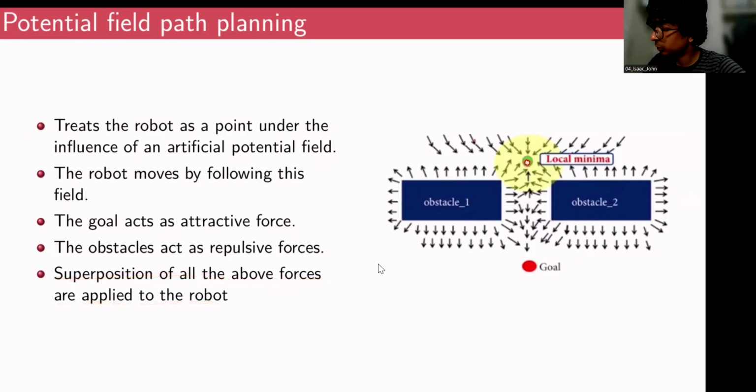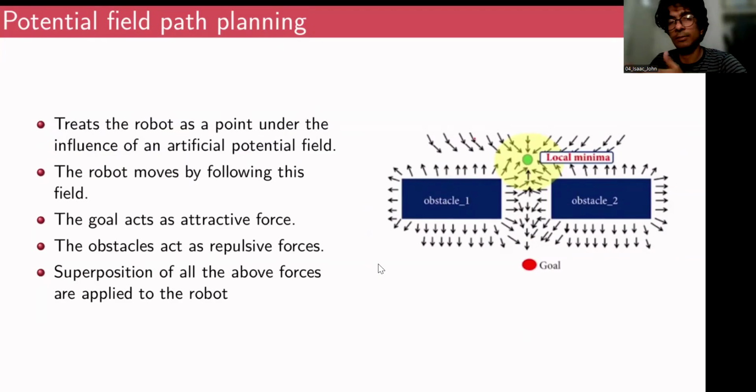Right. So at this location, you have all these sorts of forces, repulsive forces, attractive forces. And if you superpose all these forces, you will get a net force in one direction, the resultant of all the forces. And that resultant would determine in which direction the robot should move next. Right. So that's about this potential field path planning.